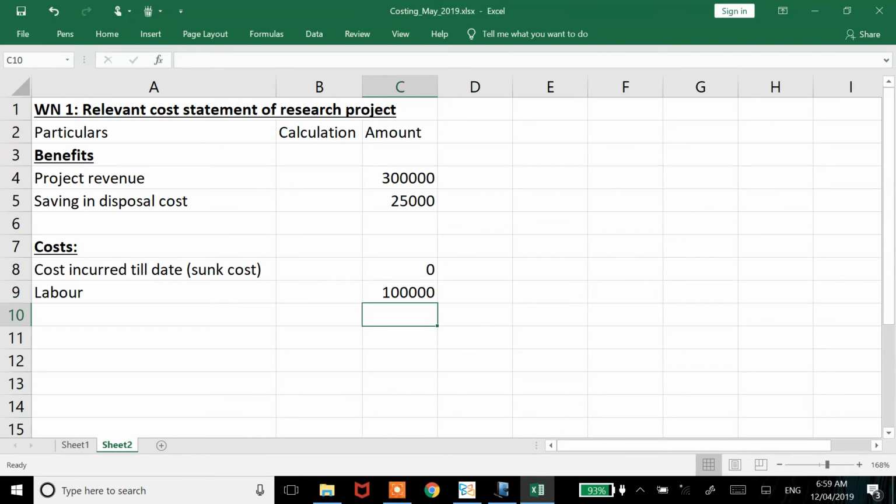Labor is 1 lakh. Any doubts on this? What about research stuff? What do you see as the answer here?